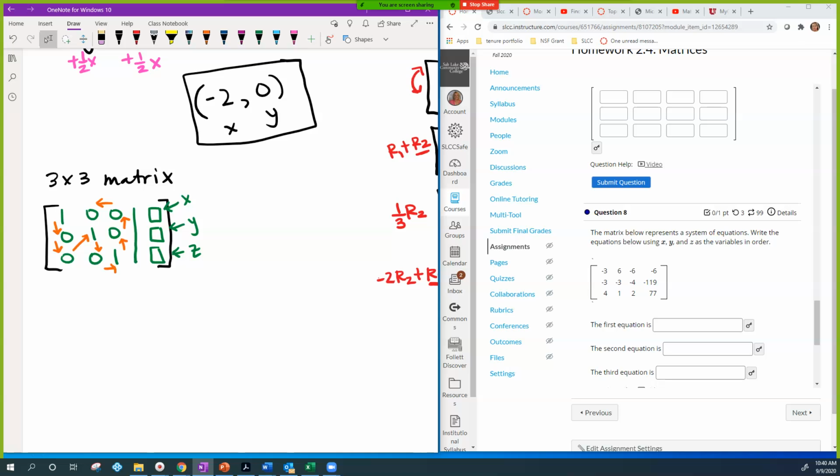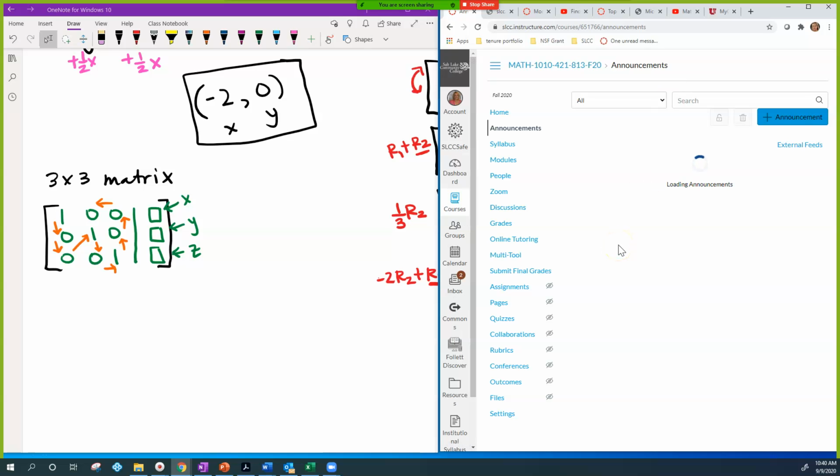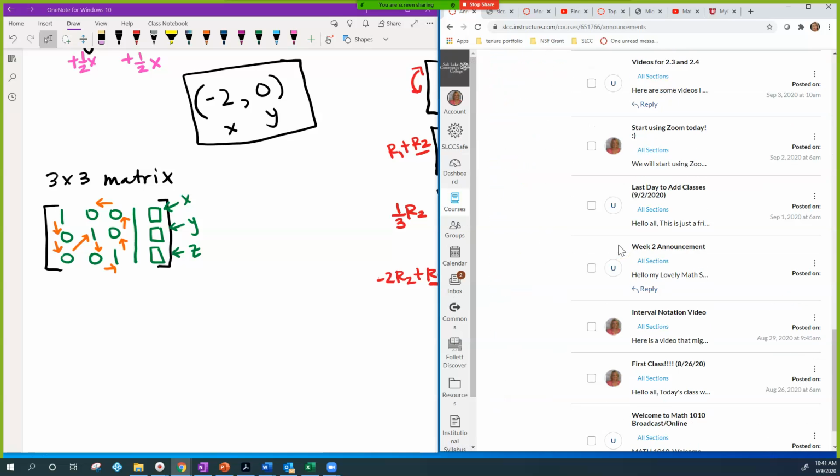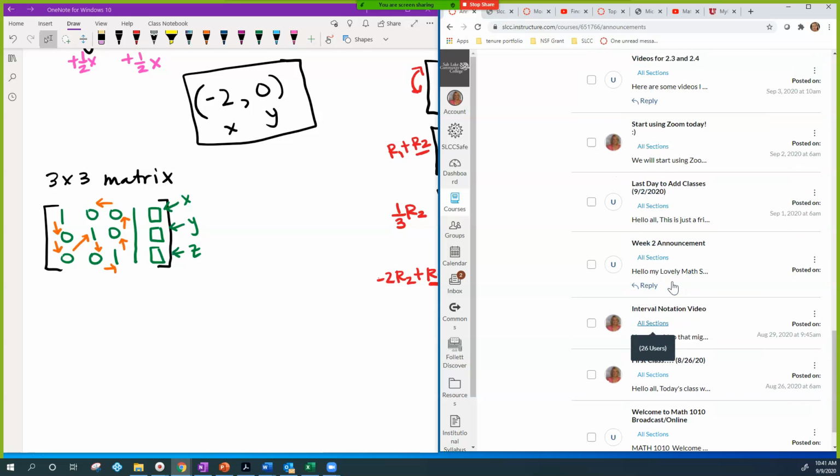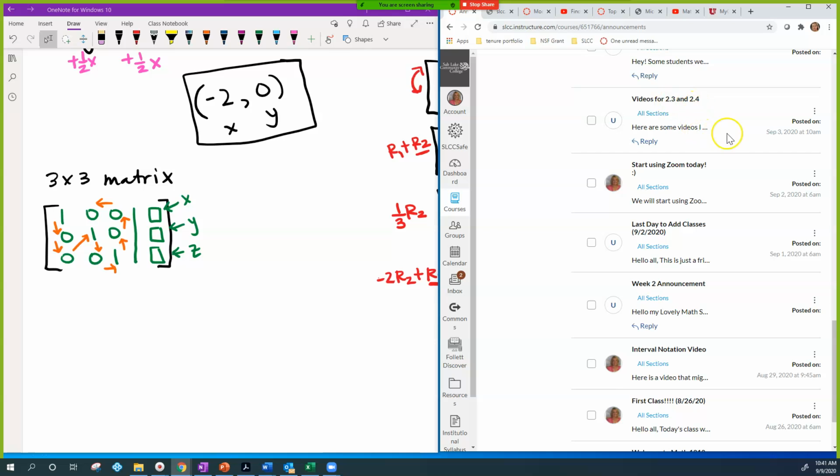So somebody else asked about in 2.3, there was a question solving a 3 by 3, and they used a matrix to solve it, even though you hadn't learned about matrices yet. You don't need to do it that way. But make sure that you look back at some of the announcements that I posted, because I posted some things there to help you with some of those questions. So, videos for 2.3 and 2.4. Okay, so if you're struggling with some of the things on there, I made some videos that I think will be really helpful for you in figuring out some of those questions.